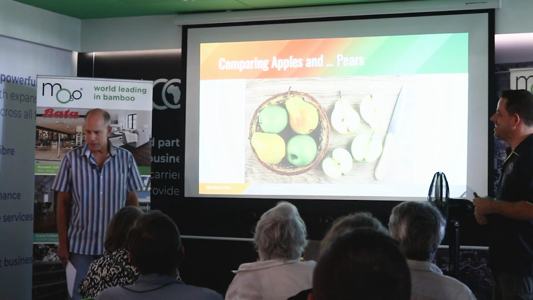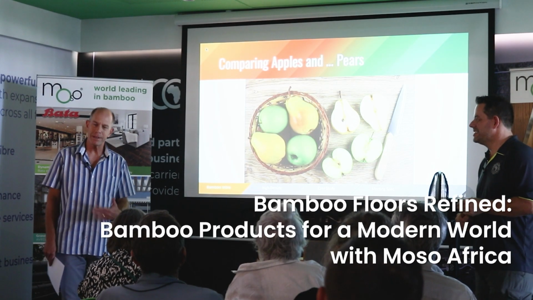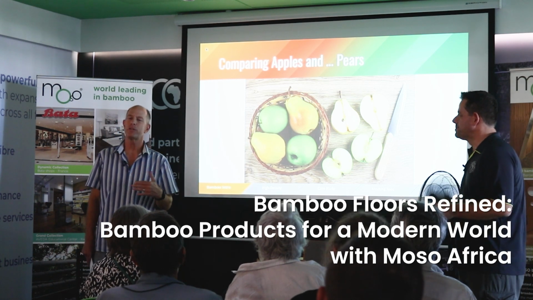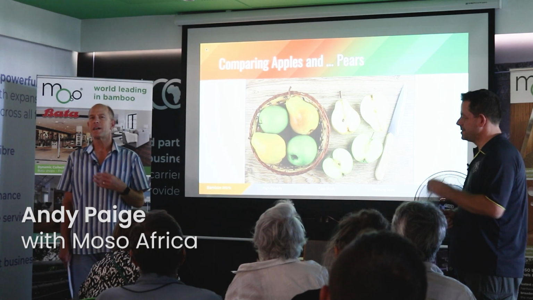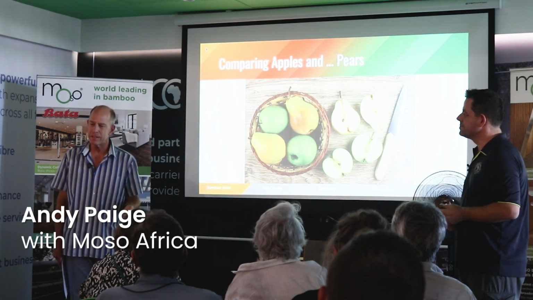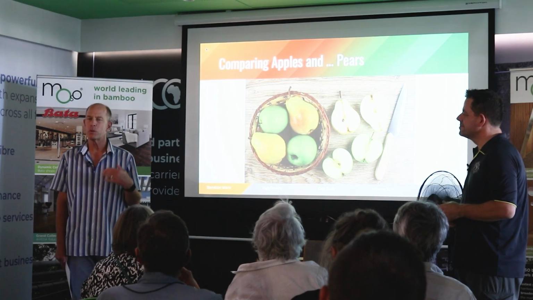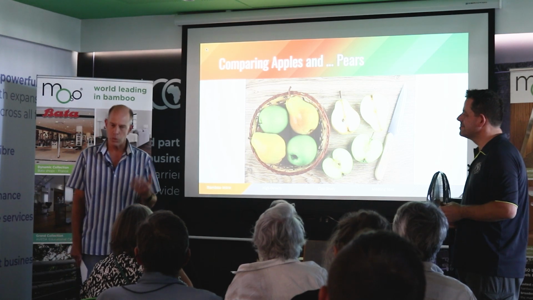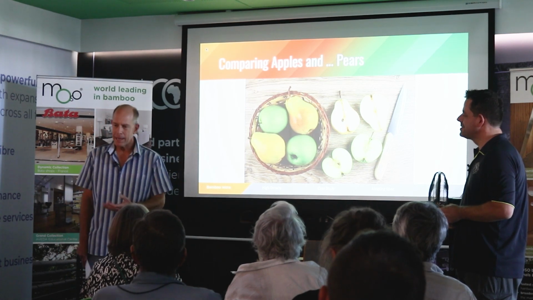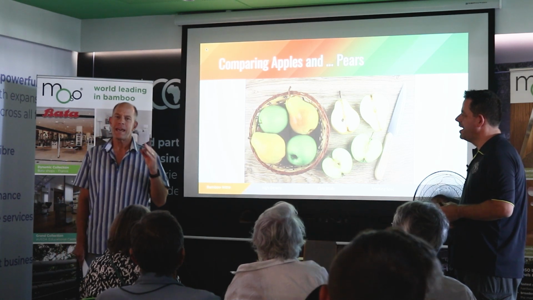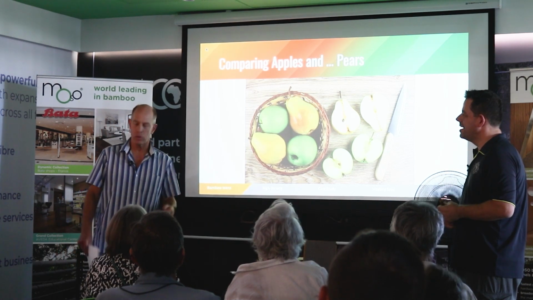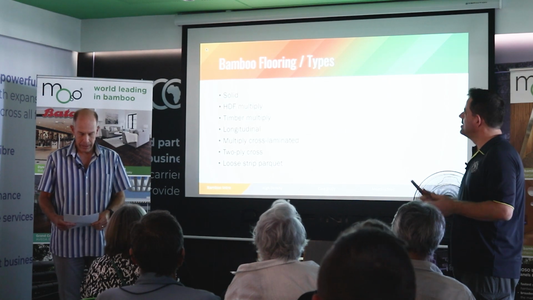The slide says we're going to be talking a little bit about comparing apples and pears. So we're going to be looking at a lot of different types of bamboo flooring. By different types, I'm not talking about different colors and different patterns. I'm talking about different structures, the way the flooring boards are made, and therefore the different applications that they can go into.